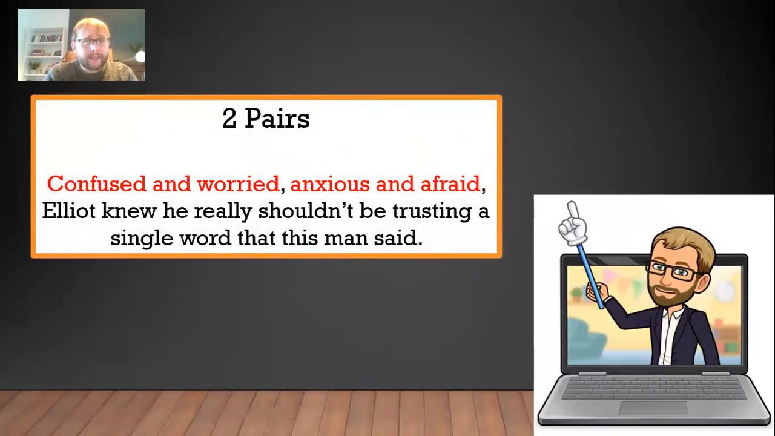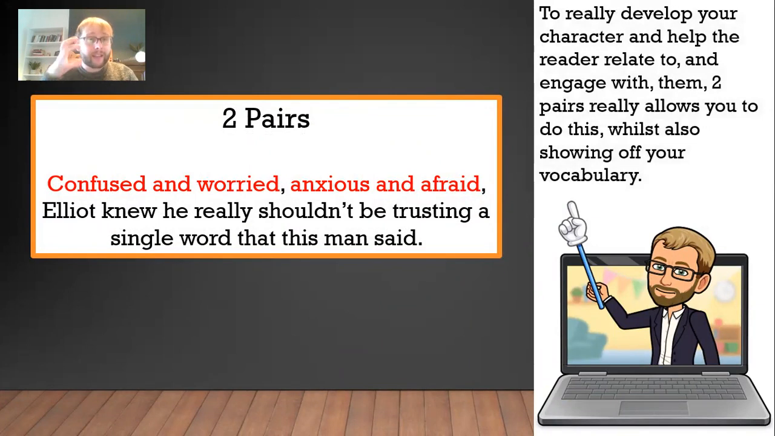Number 4 is the two pairs technique. This is just a really good way of getting in character development, really building up how a character's feeling and using it to really show off your vocabulary. So it's a good way to engage the reader and make them really understand how the character's feeling, and at the same time showing off all of those powerful adjectives that you know.